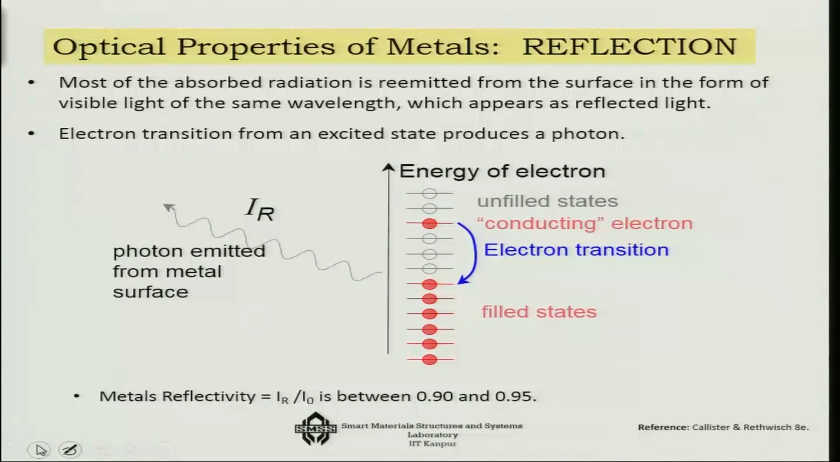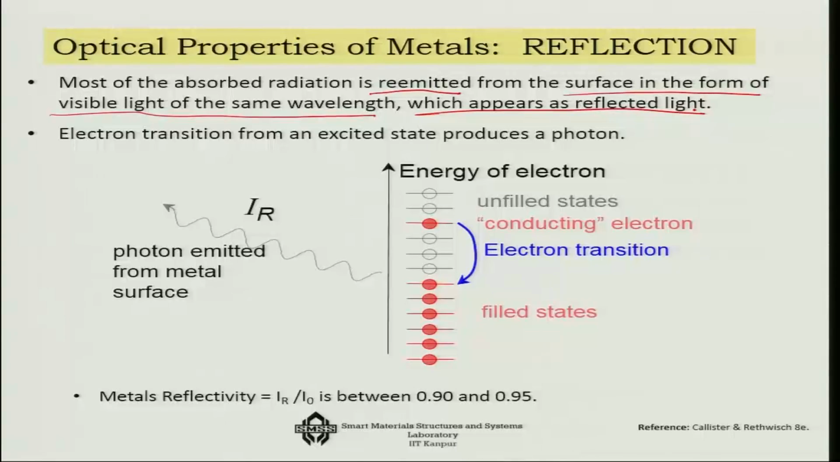Now, most of this absorbed radiation is actually re-emitted from the surface in the form of visible light of the same wavelength, which appears as the reflected light. So, when we see that some light is reflected, it is not the same light which was incident on the system. That is what we have to understand: light falls on the metallic surface and then that light gets absorbed by the electron.